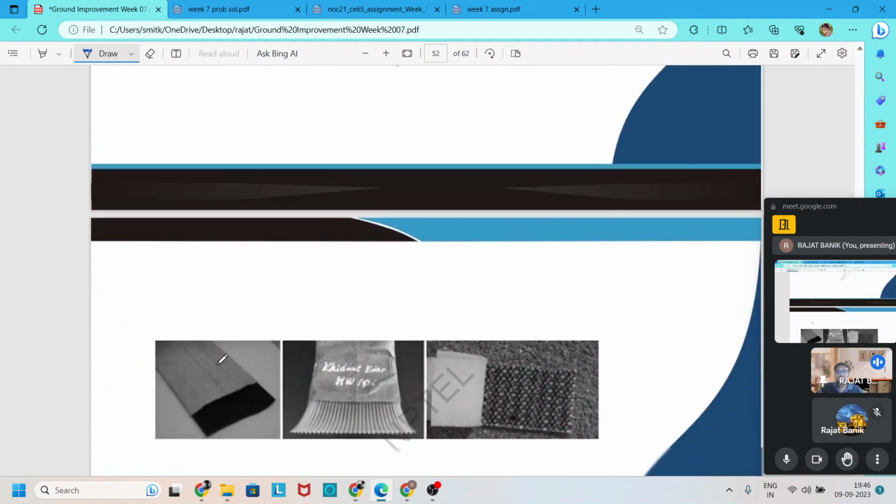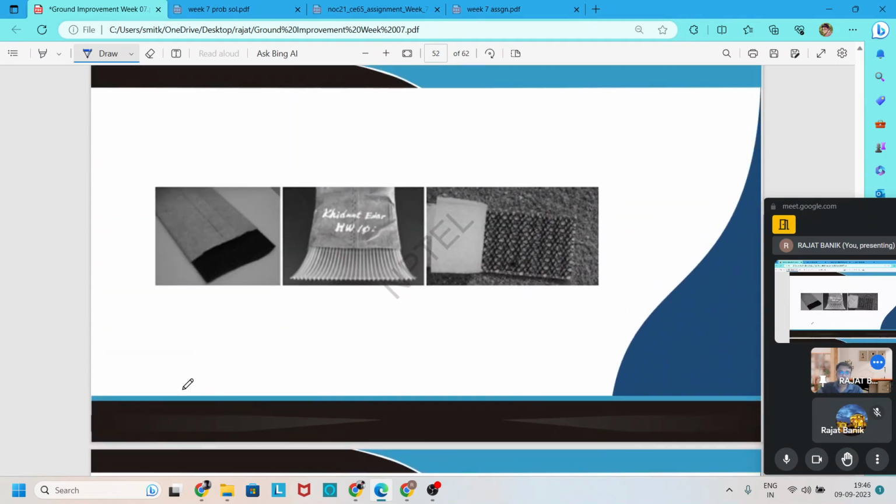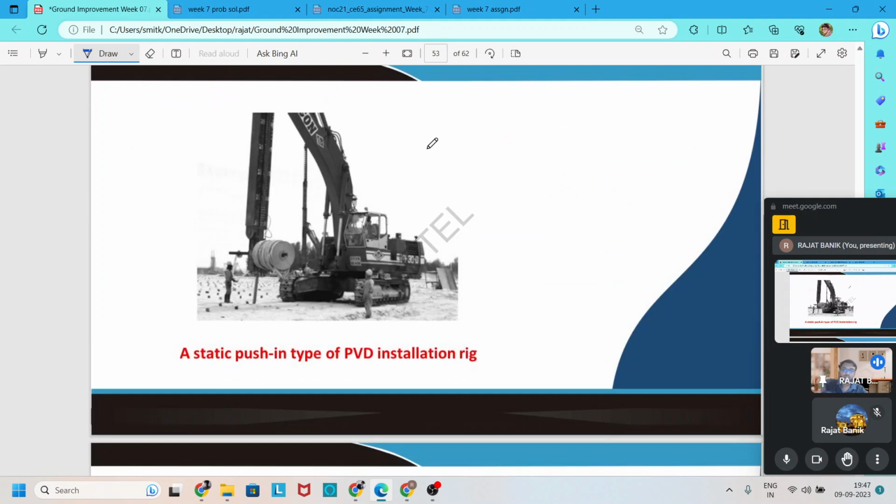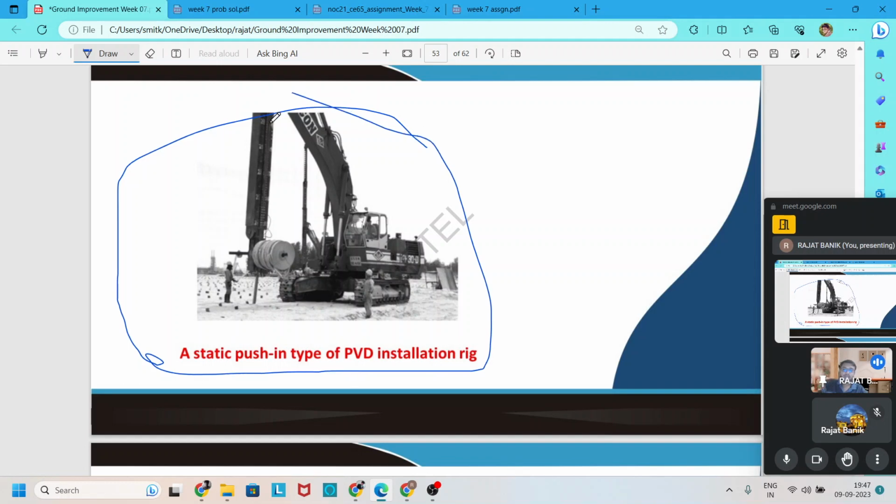Now here we discuss some different types of prefabricated vertical drain. A figure is given. So here three types of prefabricated vertical drain are shown. One type is like that, another is like that, and the last one is like that. And here also some figures are shown for the installation of the prefabricated vertical drain. And this prefabricated vertical drain is applied by the static push method.